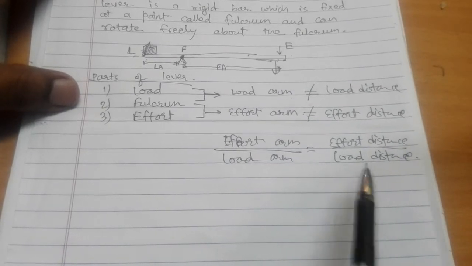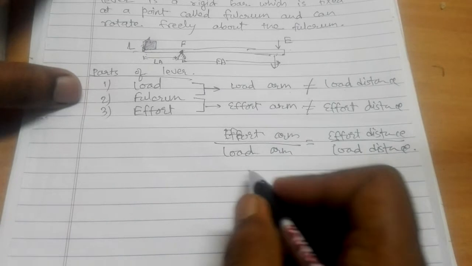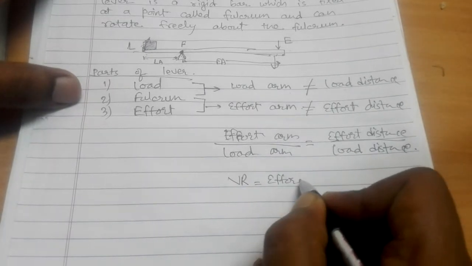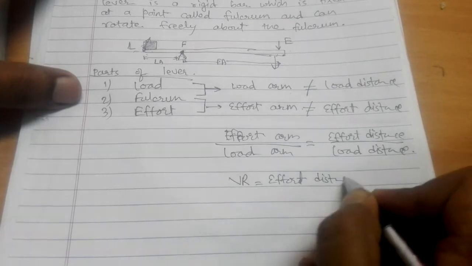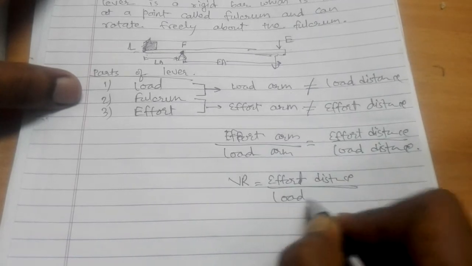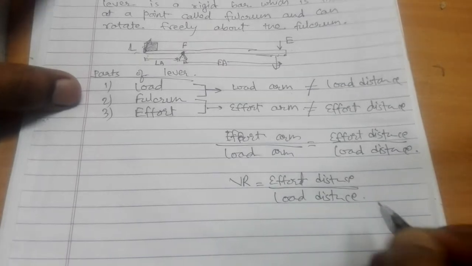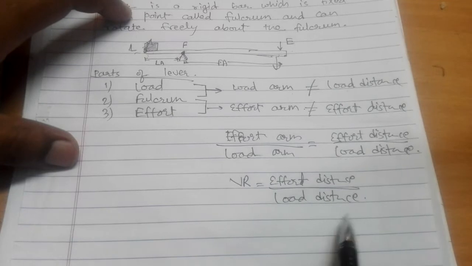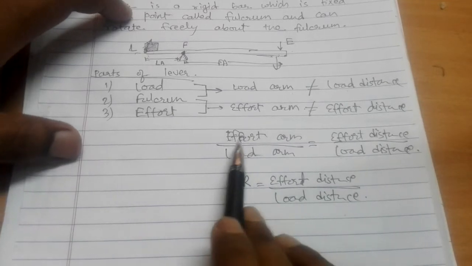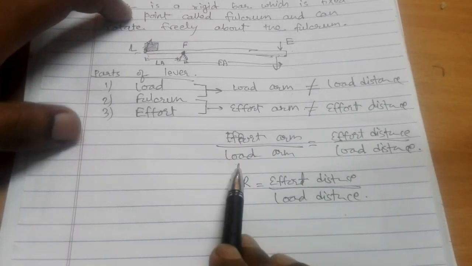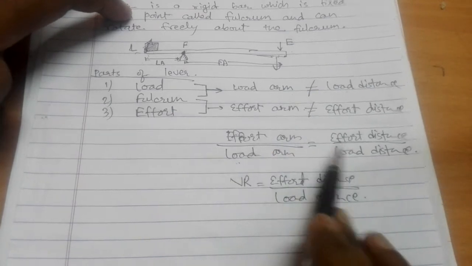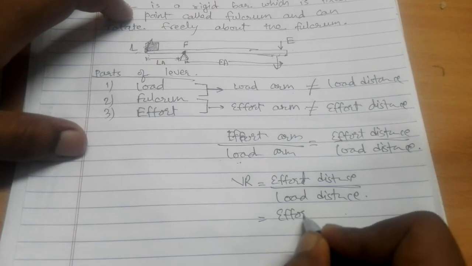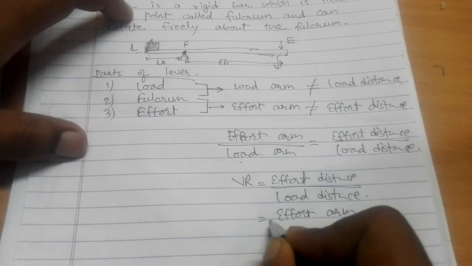That is why when we calculate VR, our formula is effort distance by load distance, isn't it? Effort distance by load distance. However, mostly the question does not give us any information on effort distance and load distance. Indeed, they give us information on effort arm and load arm. So since they are proportional, we can replace this with another formula, effort arm by load arm.